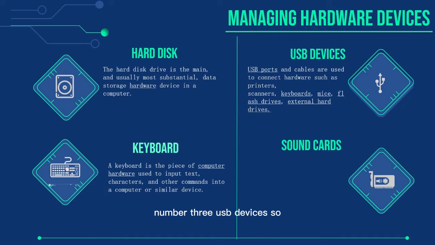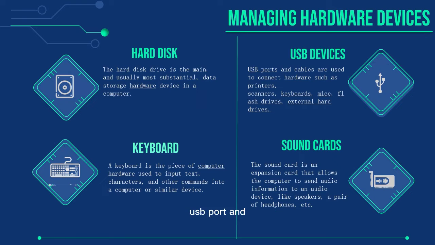Number three, USB devices. USB ports and cables are used to connect hardware such as printers, scanners, keyboards, mice, flash drives, and external hard drives. Number four is the sound card. A sound card is an expansion card that allows the computer to send audio information to an audio device like a speaker or a pair of headsets, etc.